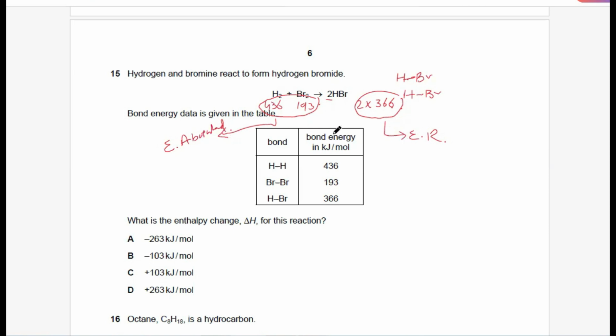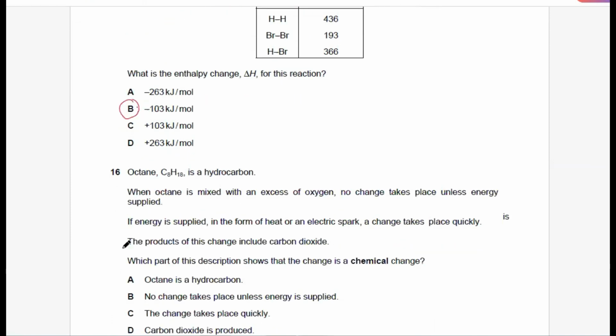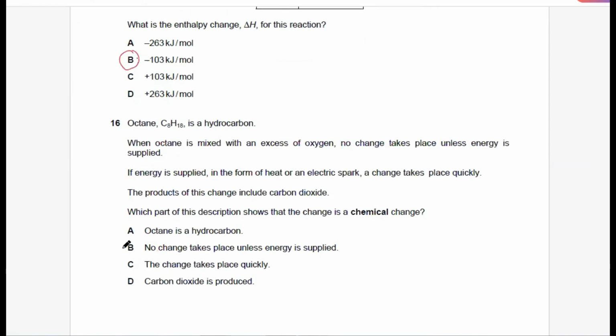Now you have to check which energy is higher, right? If energy released is higher, then delta H will be negative. If energy absorbed is higher, then delta H will be positive. Otherwise, just subtract the reactants from the products, right? So here B is the correct answer if you just find the difference between them. 16: octane is a hydrocarbon.